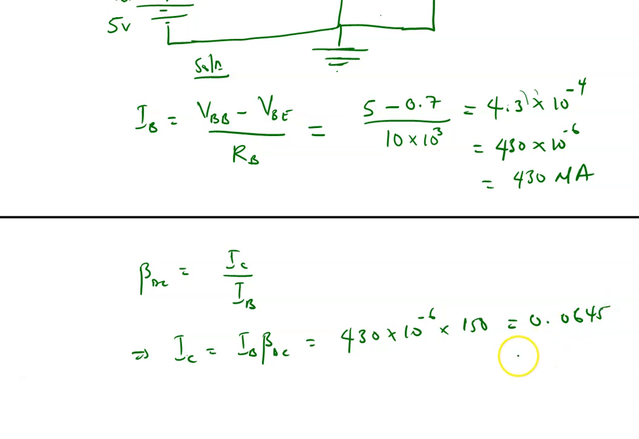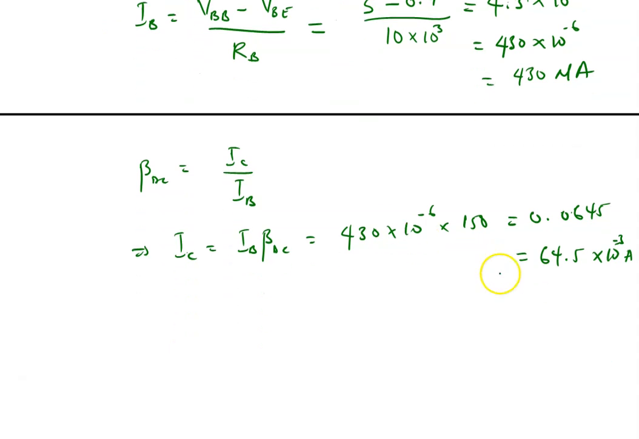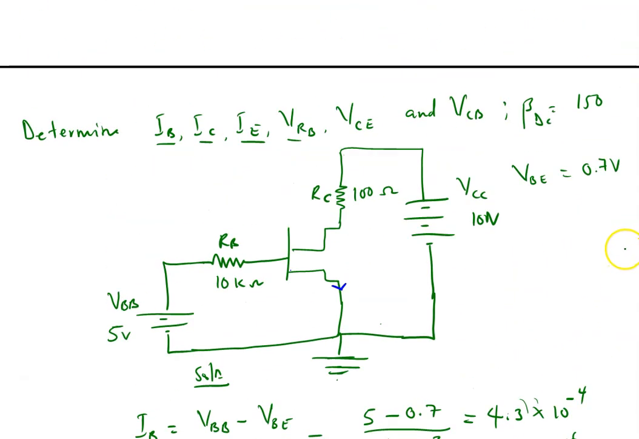0.0645. Right? And if I move 3 decimal places, 1, 2, 3, it's going to be 64.5 times 10 exponent minus 3 amps. This will end up becoming 64.5 milliamps. So that's the value for the collector current. Now we've been able to find the collector current and the base current.